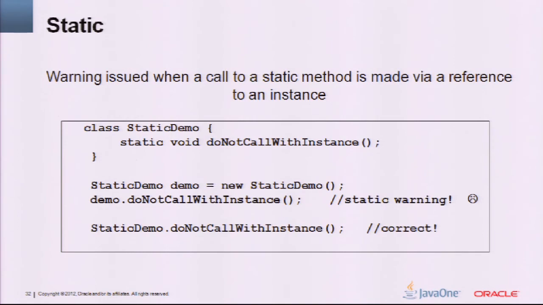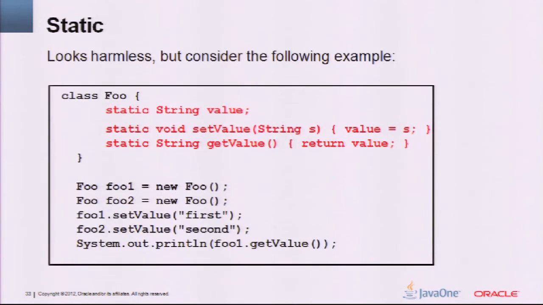Well, this also kind of looks harmless, but let's look at an example of how this can cause errors in logic. So we have a class Foo, and it has a static member value. You have a static function setValue, which basically sets value to whatever parameter you pass, and you have another method getValue, which returns value to you.